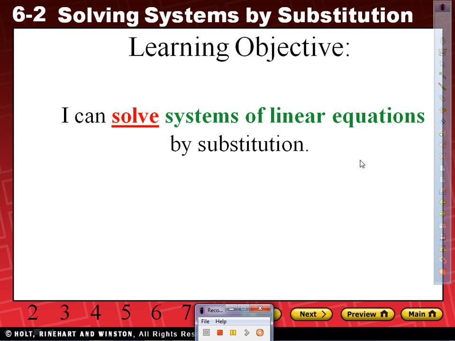Our objective for today: I can solve systems of linear equations by substitution. Let's read it together. 1, 2, 3. I can solve systems of linear equations by substitution. So yesterday we already started with systems of equations, and pretty much we're still on the same concept, right? Tell your neighbor the concept we're on.